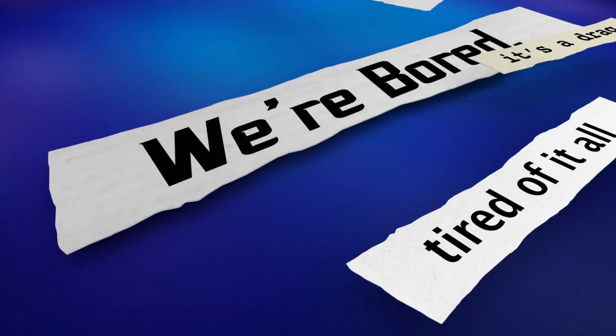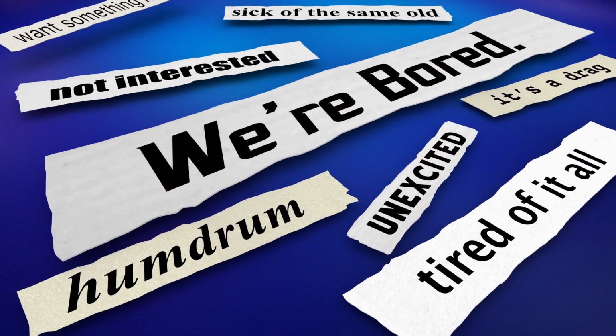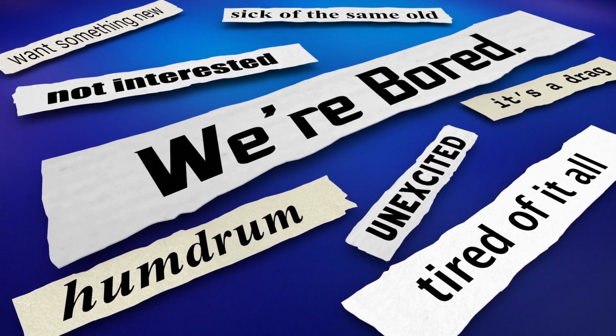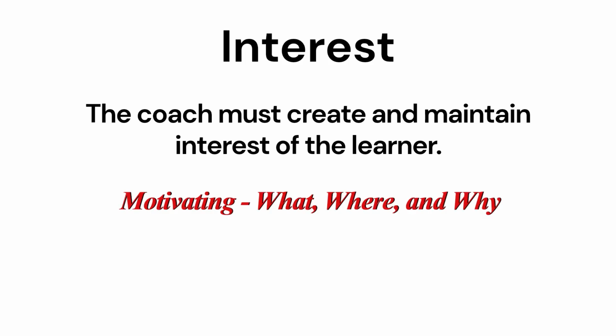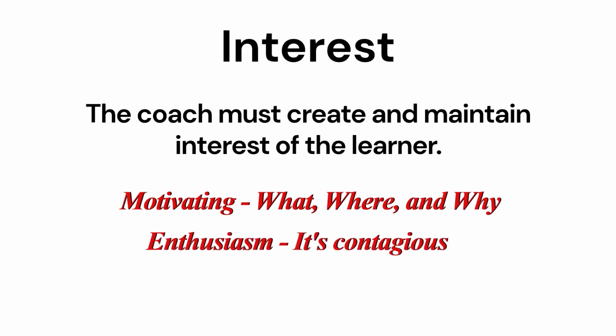An uninterested learner won't pay attention and won't learn. So therefore, the coach must create and maintain the interest of the learner. Motivate a learner by explaining the purpose of the training, where they will use the skills, and why it is important. Maintain interest using enthusiasm, which is contagious. The opposite is also true. If you don't care about the training, the learner won't either. And use relevancy to stay on topic and focus only on things that are important to the work or skills at hand.